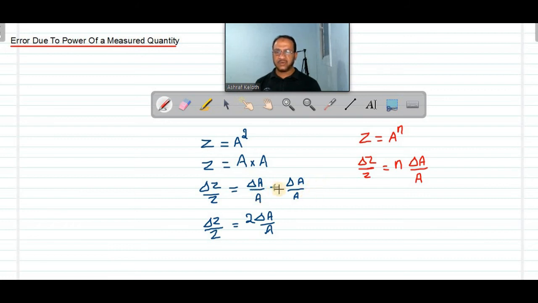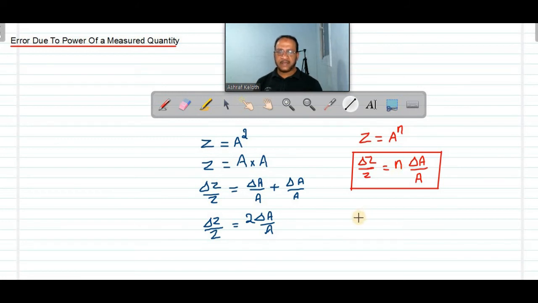It means 3 into delta A by A, means n into delta A by A. Got it? Yes, sir. So if there is a power on a measurement, then the error due to that measurement will always be dominating. If there is a power for a measurement, then its error will be multiplied by that power. So we have to take care.